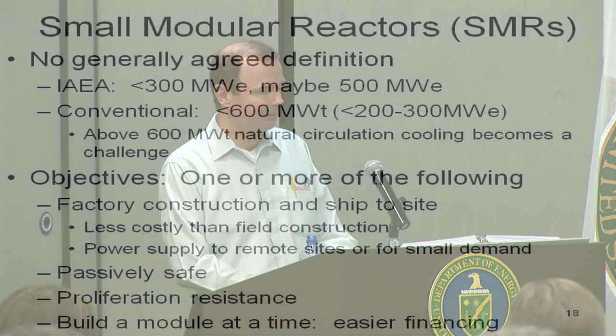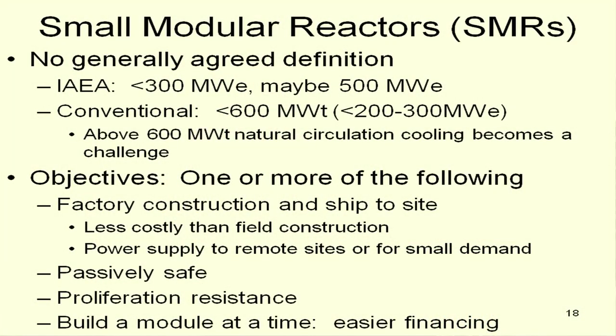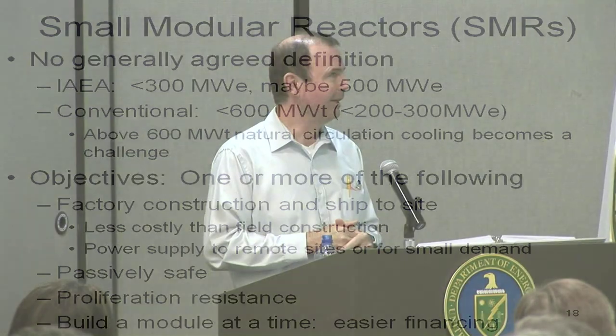A little bit on small modular reactors. First, there's no generally agreed definition on how small is small enough. IAEA has said less than 300 megawatts electric, maybe 500 at the outside, so they're pretty vague on it. The rough convention seems to be less than 600 megawatts thermal, which for a very efficient reactor is around 300 megawatts electric. And this limit seems to come about because above 600 megawatts thermal, you start to have problems with natural circulation in the cooling, which a lot of them want to use.